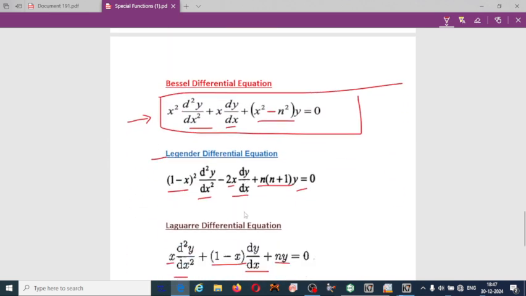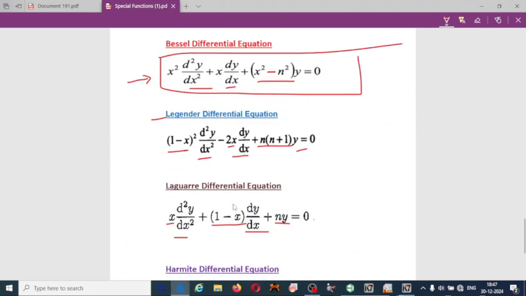So these are all the special functions. In the next class we can discuss in detail each of the special functions and their generating functions along with solutions and recurrence relations, orthogonality conditions, all those we can discuss.